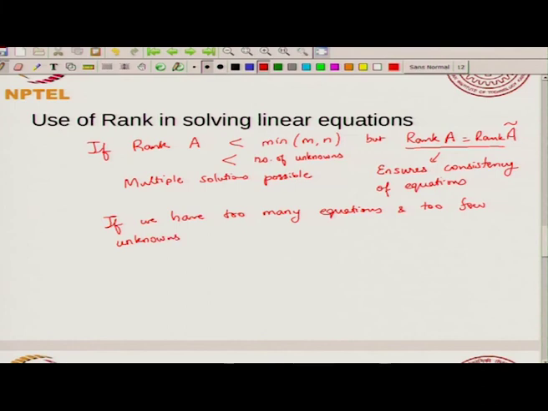Okay, we have too many equations and too few unknowns. Then you would say that some of the equations are redundant. If they are consistent, then they have to be redundant. So if rank of A equals rank of A tilde, then the equations are consistent, and a solution exists.